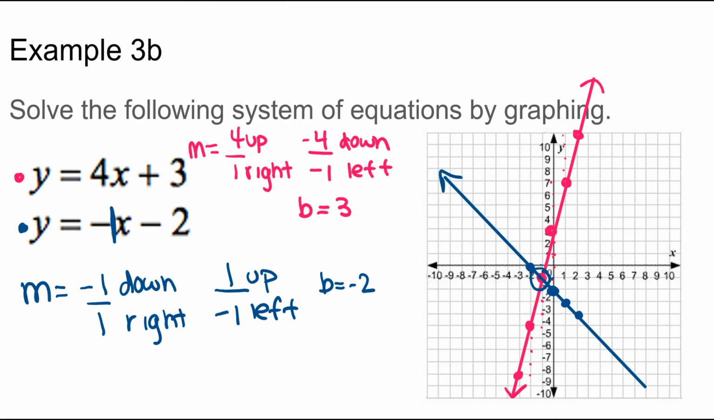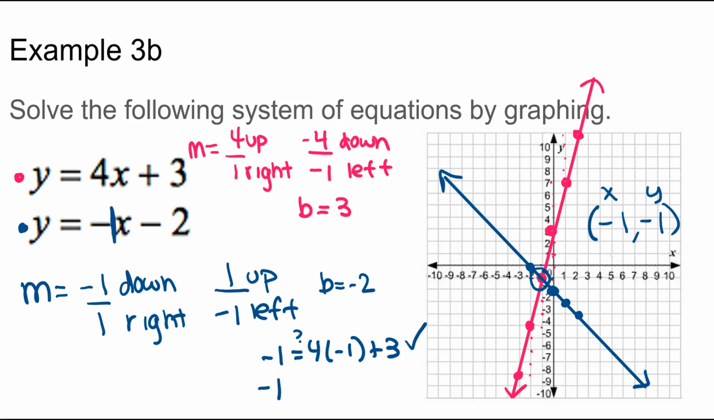Grab your ruler. And so that's going to give us the ordered pair negative 1, negative 1. Let's check it in our calculator. So for the first equation, both of these are negative 1. So negative 1, does it equal 4 times negative 1 plus 3? Type it in and we see that it works. Negative 1, does it equal negative 1 times negative 1 minus 2? And it works, so that is our solution.